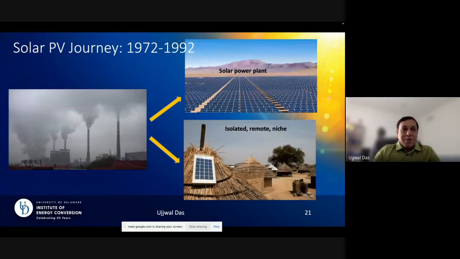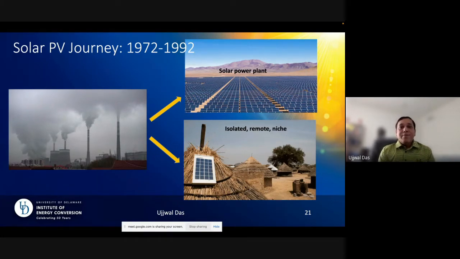Okay, so now if we go back and look at the solar PV journey, from 1972 when IEC was established until for next 2 decades until 1992 when I started my research career. In 1972, most of the energy was converted using a thermal power plant, which is shown in this picture. And you can see the smoke. Those are the CO2 and methane particle coming into the atmosphere.